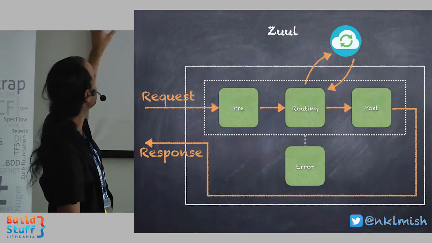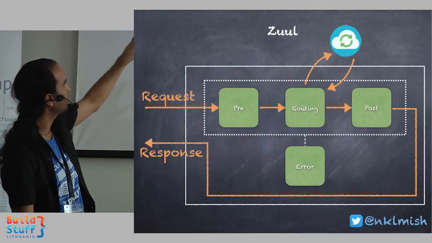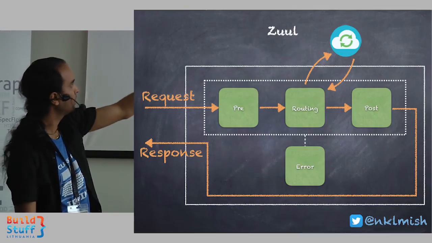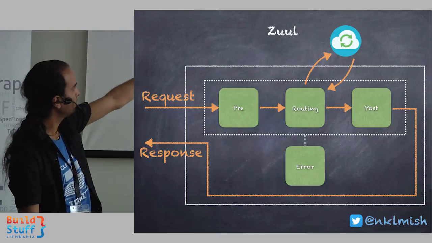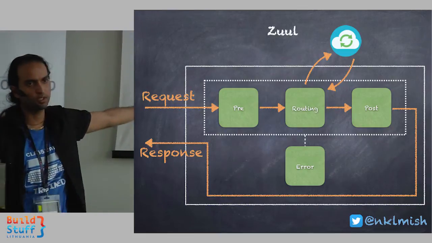So this is how the request goes through Zuul. We have a request, it goes to the pre-stage, routing, post. If anything goes wrong, we fall back to the error stage. If nothing goes wrong, the response is sent back to the client.